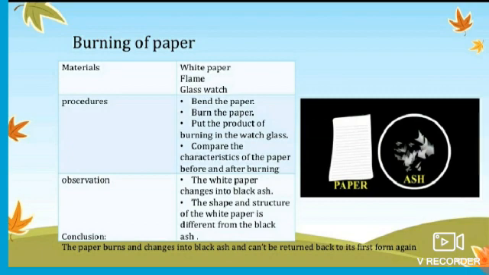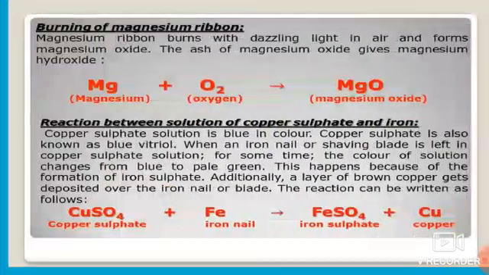What will we observe? The white paper changes into black ash. The shape and structure of the white paper is different from the black ash. So, we conclude that burning of paper is an irreversible change, which is a chemical change. Some more examples are on your screen.